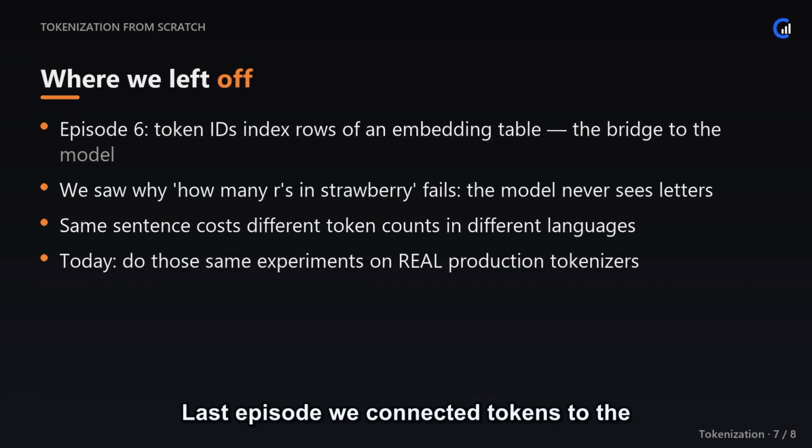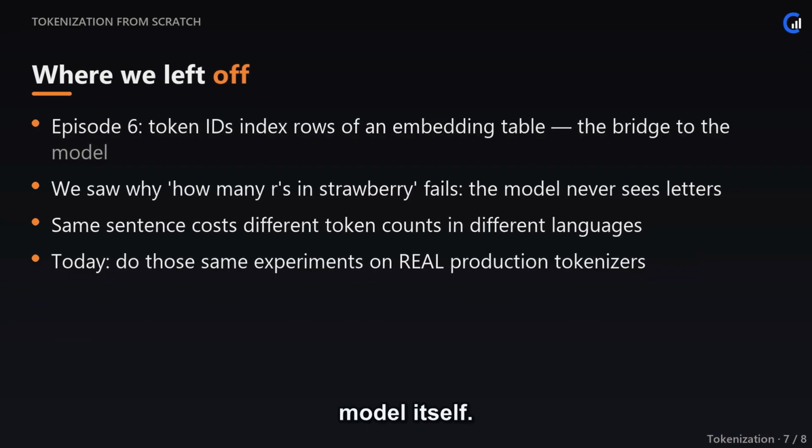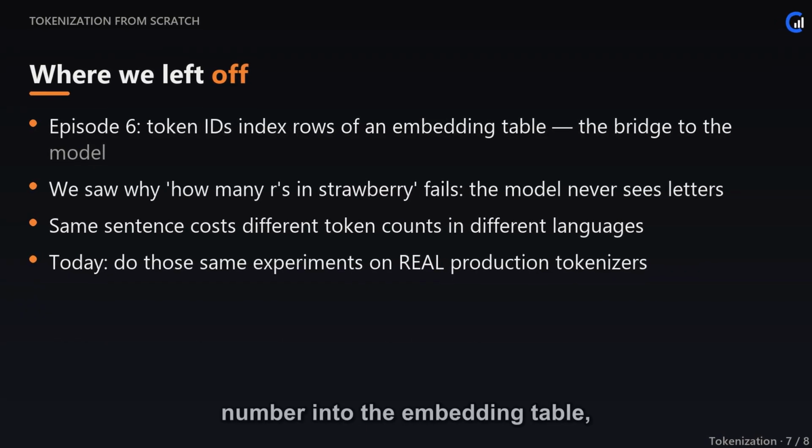Last episode we connected tokens to the model itself. A token ID is just a row number into the embedding table, and that's exactly why the strawberry trick fails. By the time the model reads the word, the individual letters are already gone. We also measured how the same sentence costs more tokens in some languages than others. Today we run those very same experiments, but on the tokenizers OpenAI and Google actually ship.